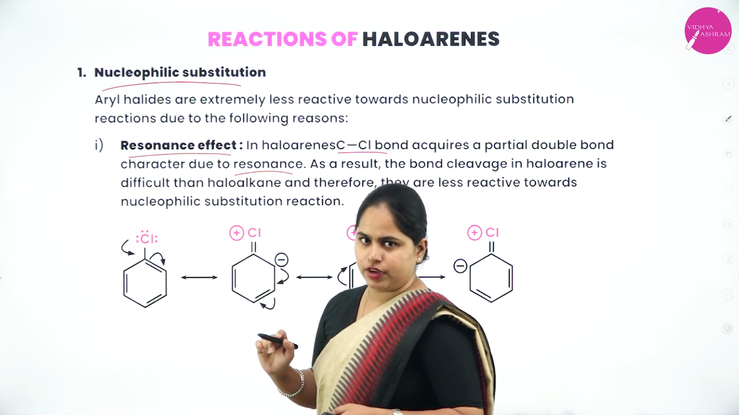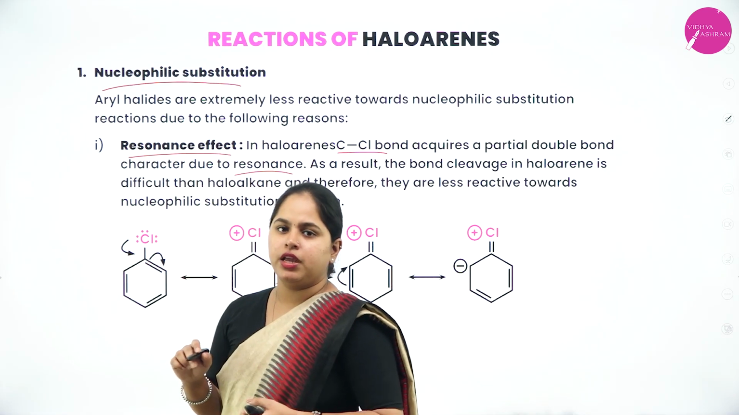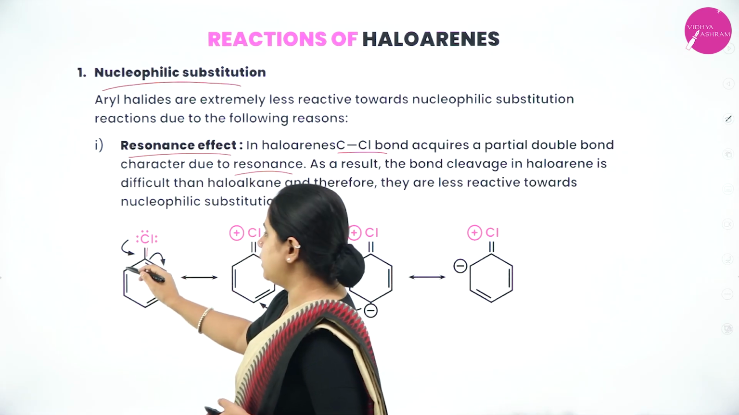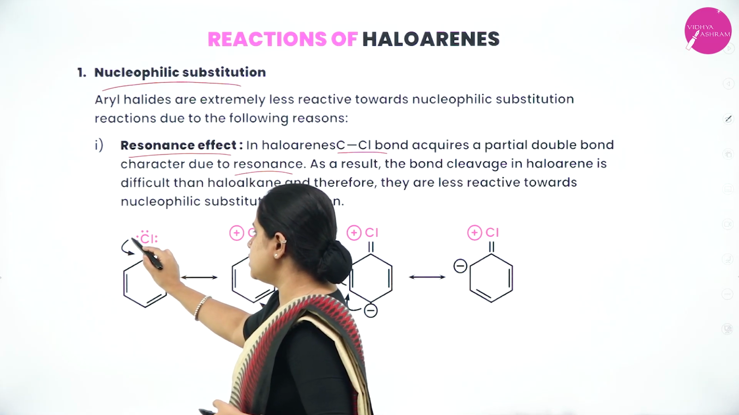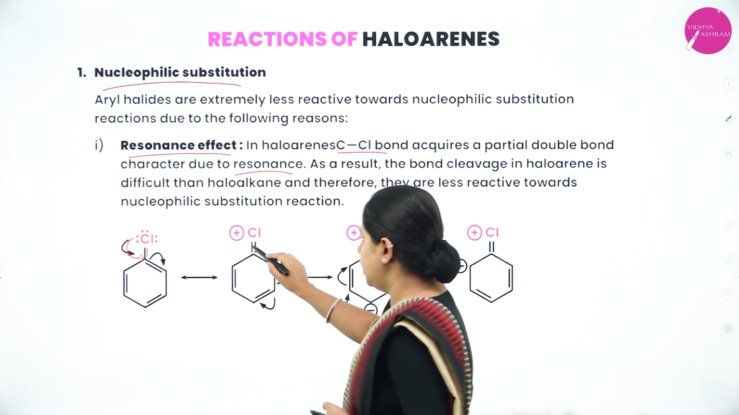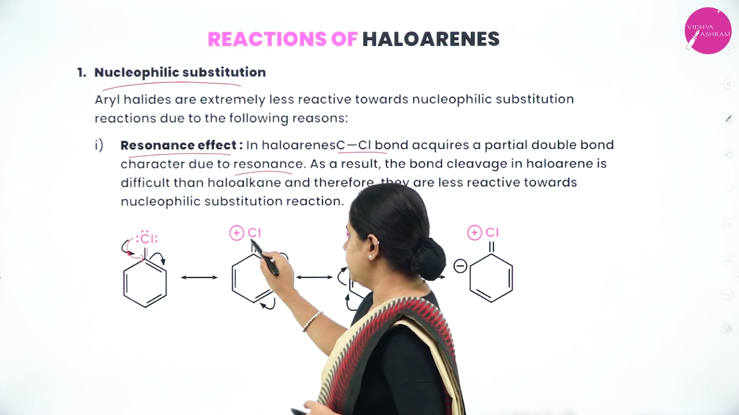Due to the resonance effect, this is going to take place. As you can see, in chlorine there will be 3 lone pairs, right? One electron is forming a bond here and the other 3 will be lone pairs. Now this one lone pair will be shifted here, and what happens? The double bond will be formed here. So you will get a double bond here, which is shown here.